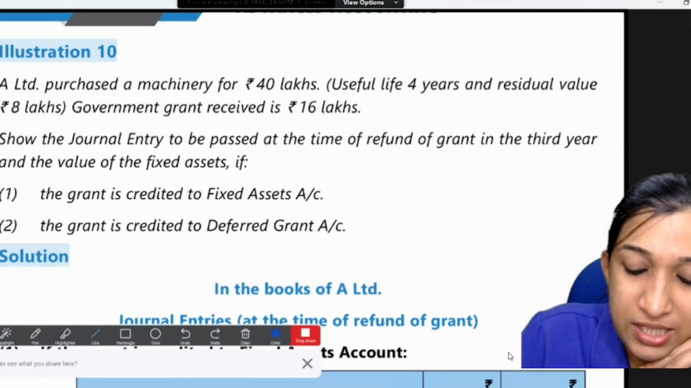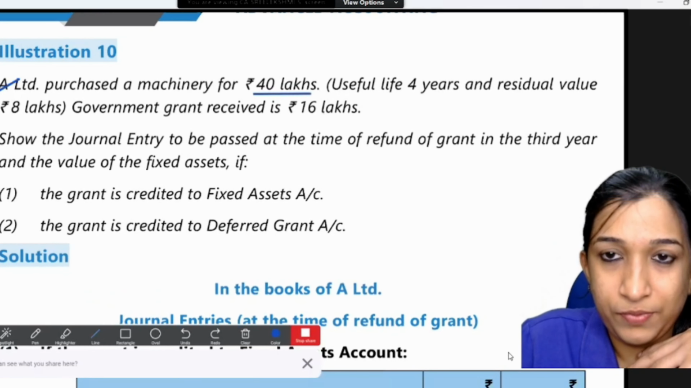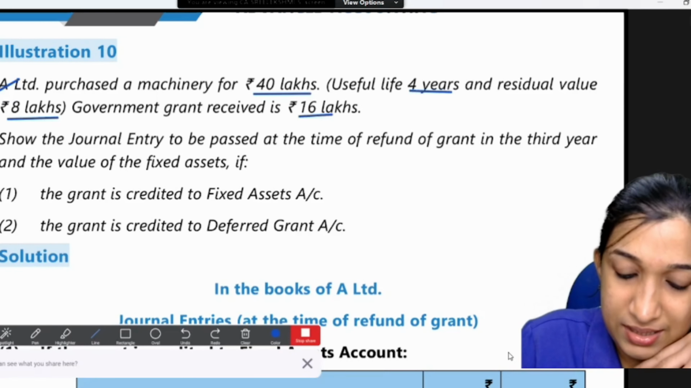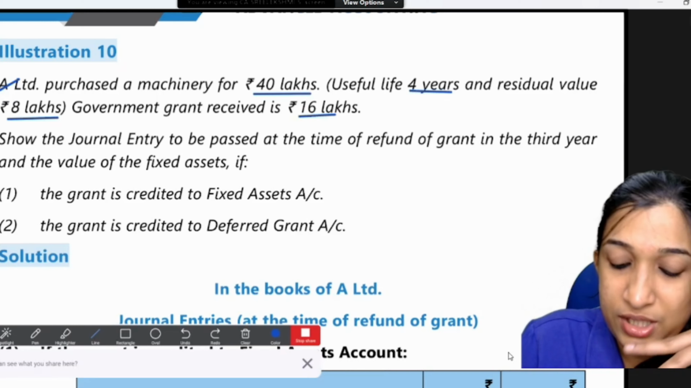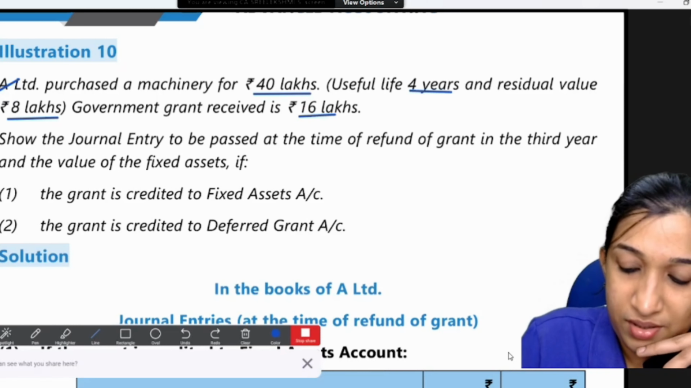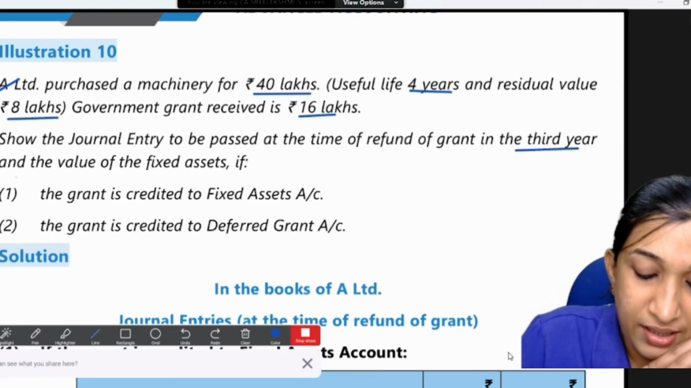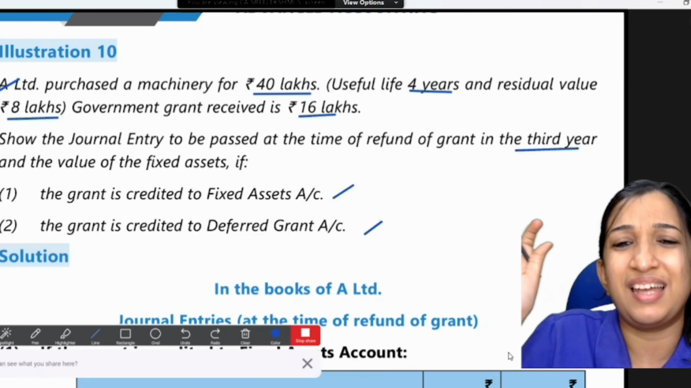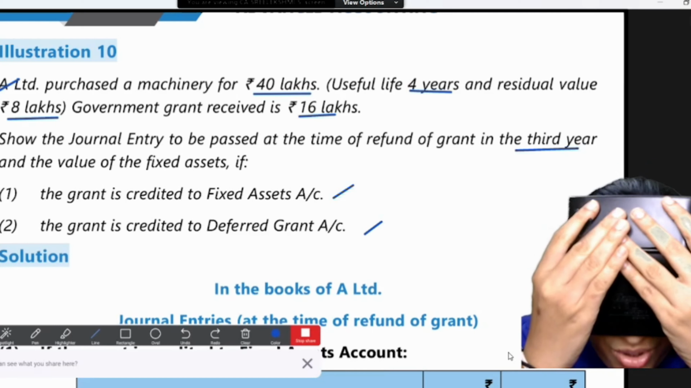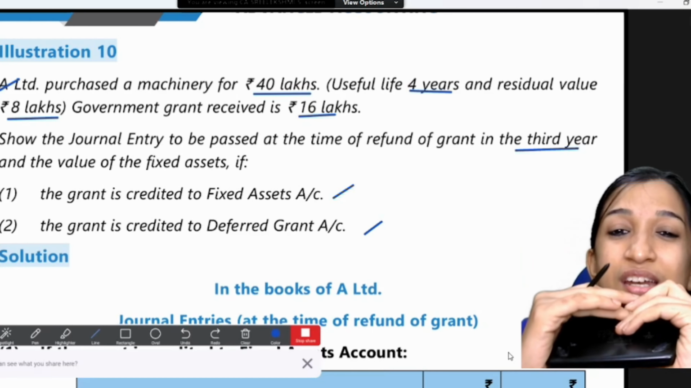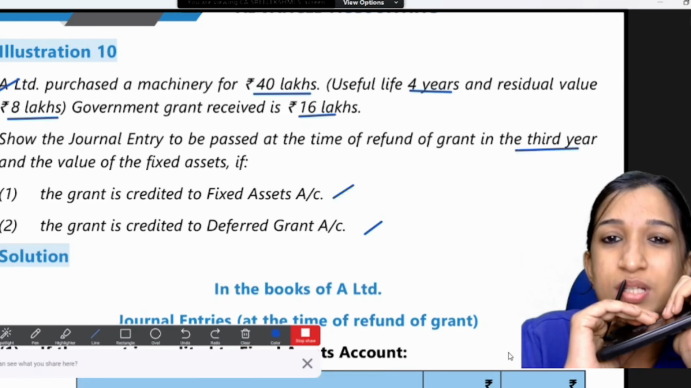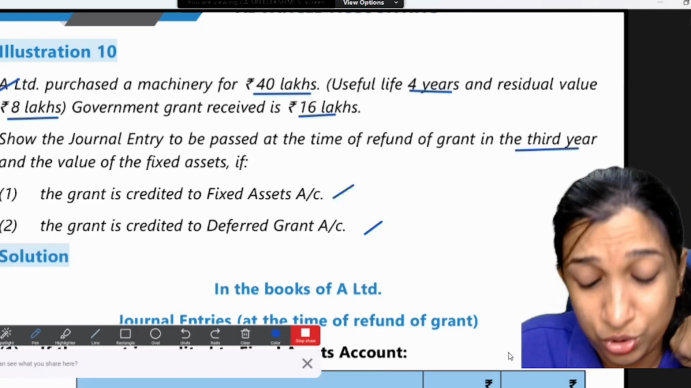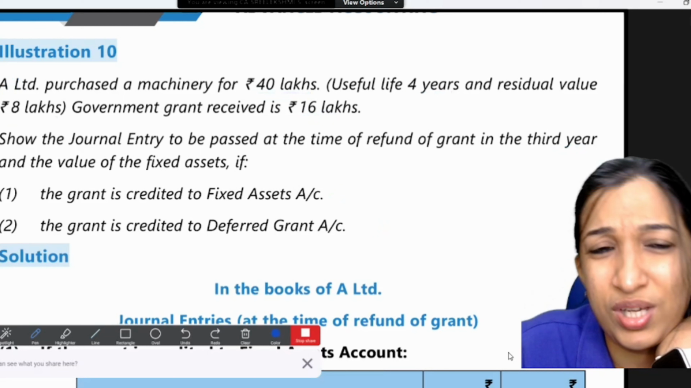A Limited purchased machinery for 40 lakhs. Useful life 4 years, residual value 8 lakhs, government grant is 16 lakhs. Show the journal entry to be passed at the time of refund, if the grant is refunded in the 3rd year. Grant can be credited to fixed assets or credited to deferred grant. Fixed asset part we are not discussing, because it's already done 2 times. Now you check by yourself because it's so easy.